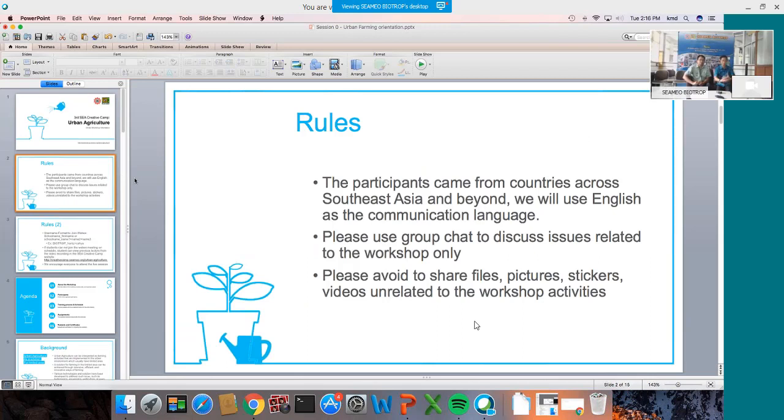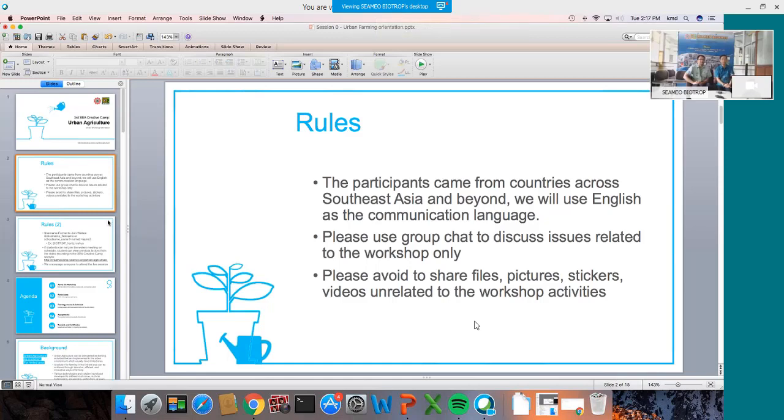As you've been hearing me, we will be conducting the course using the English language because we have participants from other countries other than Indonesia. And please use group chat to discuss issues related to the workshop only. We would like you to avoid sharing files, pictures, stickers, videos unrelated to the workshop, so we will not be confusing each other while we are going on with the lectures and throughout this process of chatting.